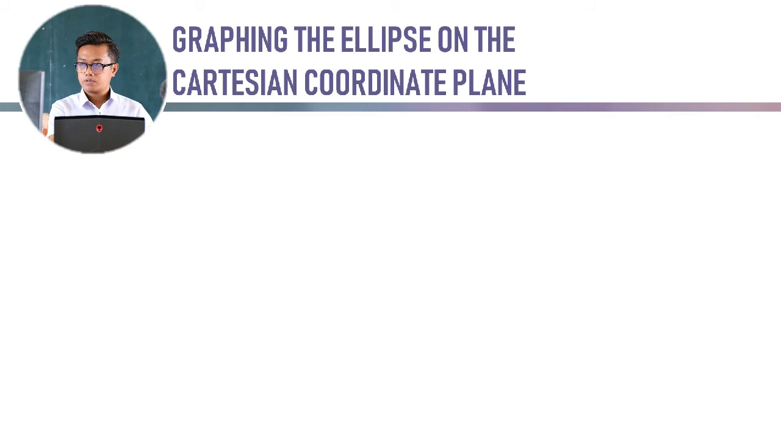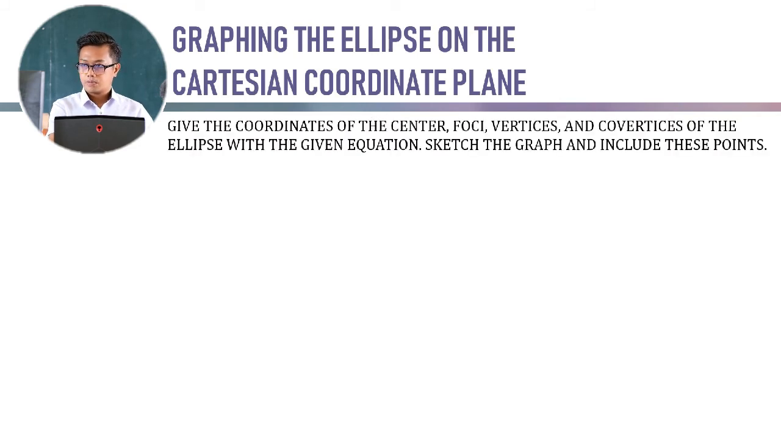Okay, let us now proceed to graphing the ellipse on the Cartesian coordinate plane. So, give the coordinates of the center, the foci, the vertices, and co-vertices of ellipse with the given equation. Sketch the graph and include these points. So, example number 4, we have here x squared over 36 plus y squared over 4 is equal to 1.